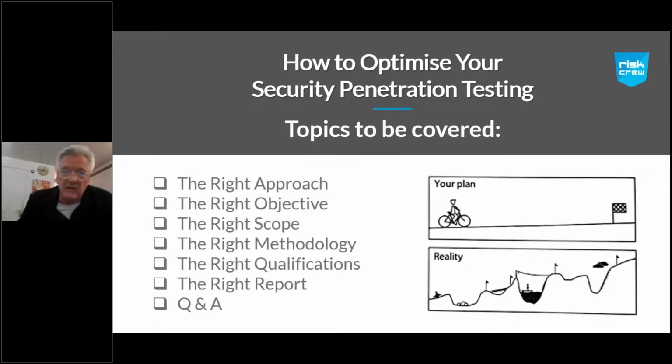All right, so today we're going to cover about 6 things. 6 things that we see you need to focus on to get the most out of your security penetration testing. The approach to your testing, the objective of your testing, the scope of your testing, obviously, and the methodology, making sure you get the right qualifications from your testing provider, and this all leads into the right report.